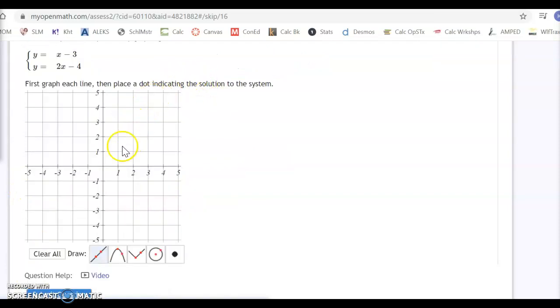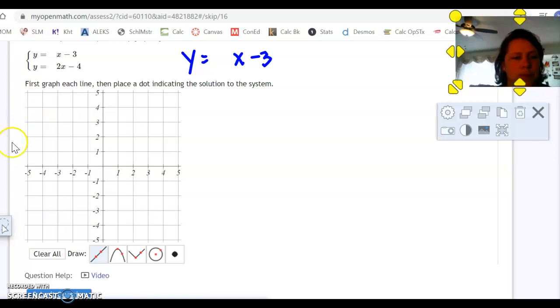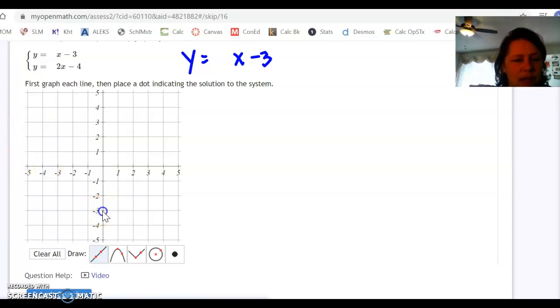Okay, next one, number 16. We have y equals x minus 3. So let's rewrite that. Y equals x minus 3. Again, our starting point is at minus 3. So we need to go down to the y-axis, and we're going to start at negative 3 down here. Right here. So our starting point is always on that y-axis, and we're going to go down to negative 3.